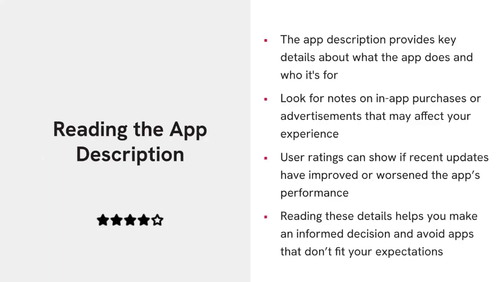And now it's about reading the app description. The app description provides key details about what the app does and who it's for. And look for notes on in-app purchases or advertisements that may affect your experience. User ratings can show if recent updates have improved or worsened the app's performance. Reading these details helps you make an informed decision and avoid apps that don't fit your expectations.